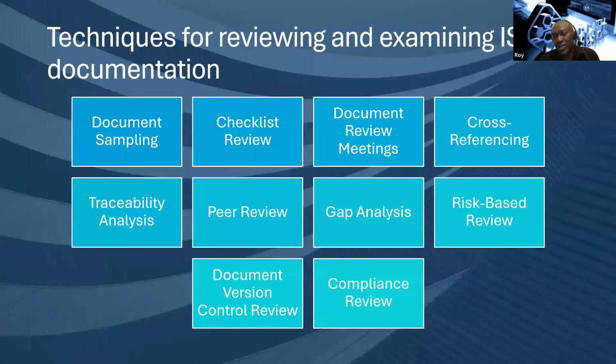Peer review is, as the name implies, basically reviewing what somebody else has done, especially in auditing. If there are gaps, you do a gap analysis. A risk-based review is, even though you are doing sampling, you also want to prioritize it. So that's a risk-based review. You can also do a document version control review and a compliance review, where each one has a driver that is based on an external driver, based on compliance that they need to comply to. You can see whether or not they comply.